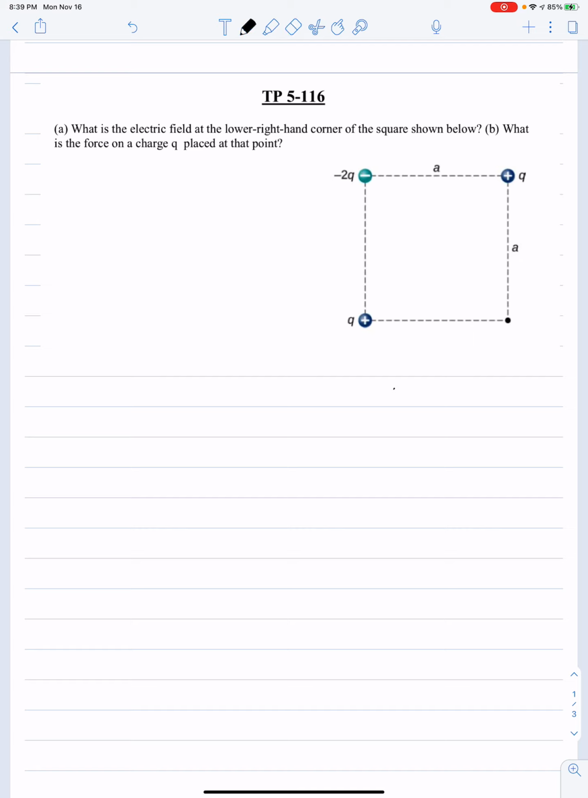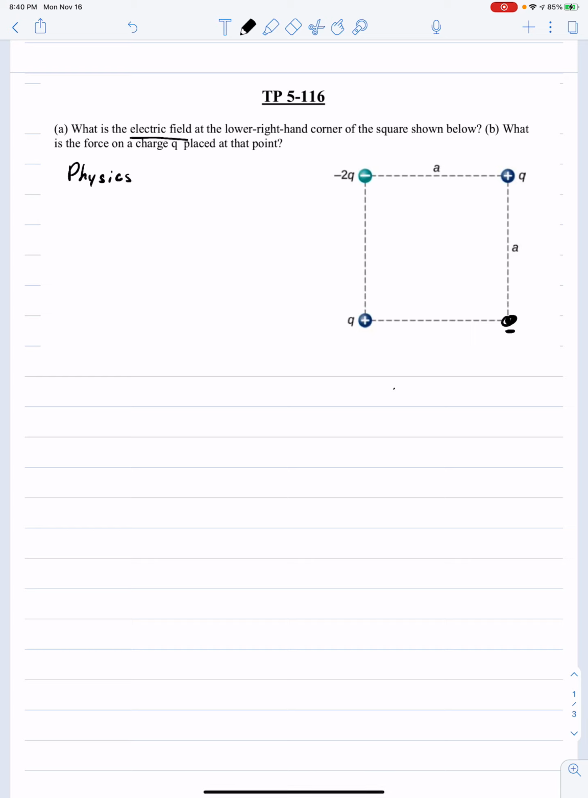TP5-116, and this one is asking us, what is the electric field at the lower right hand corner of the square as shown below? So we want to analyze the electric field at this point right here. First of all, if you see this in the T, the first thing that you need to do is write the physics. That is the biggest hit. Electric field, all right, electric field it is.